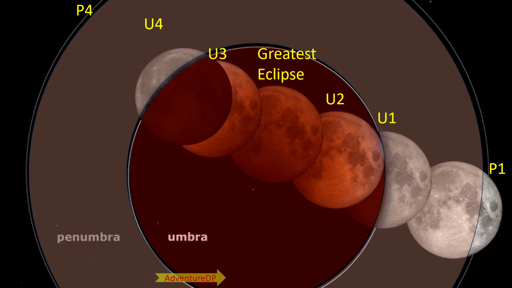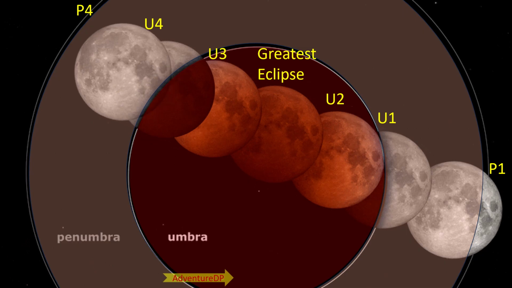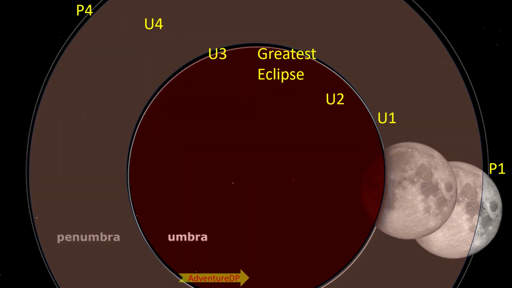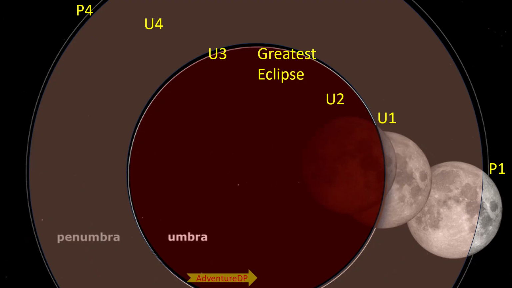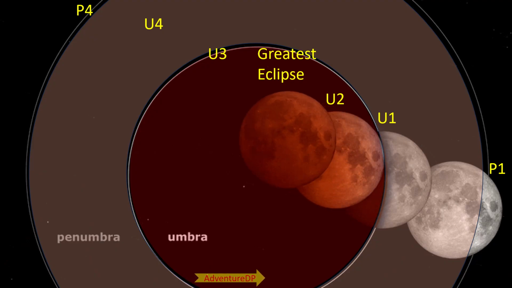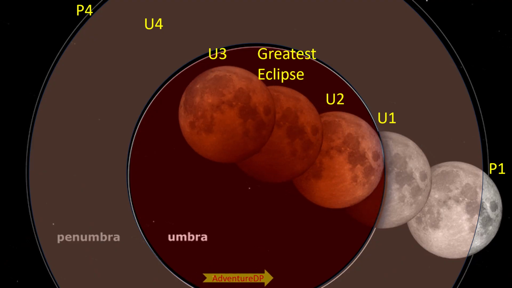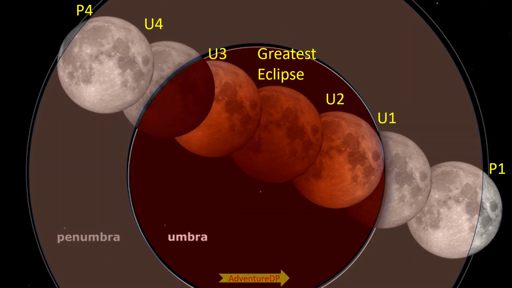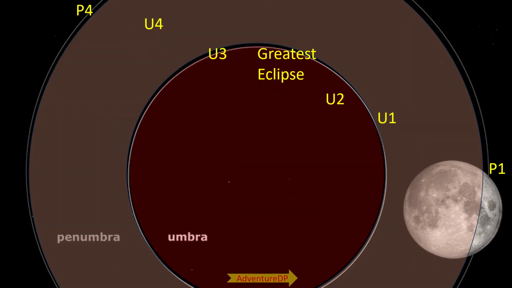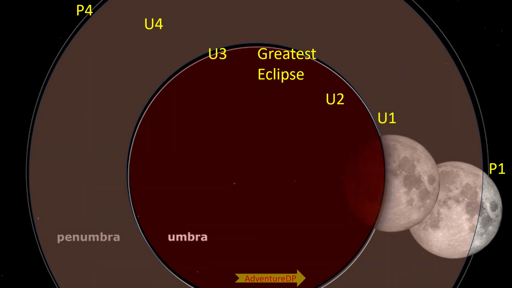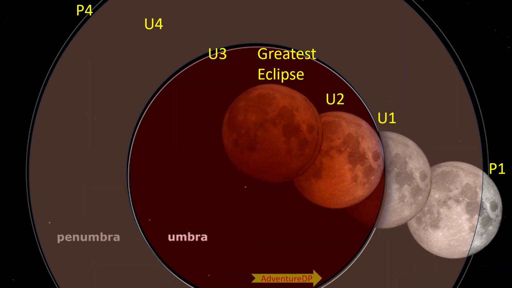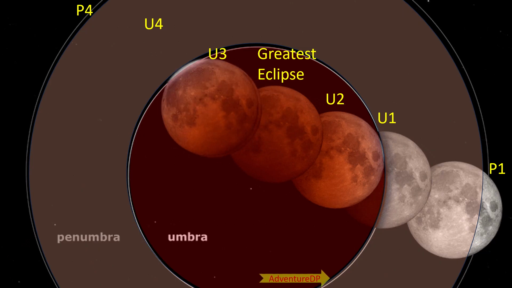Greatest eclipse, that is mid-total eclipse. This is the peak of the total eclipse, when the moon is at its closest point to the center of the Earth's umbra, making it appear its deepest and most vibrant crimson color. Fourth contact, total eclipse ends, U3.